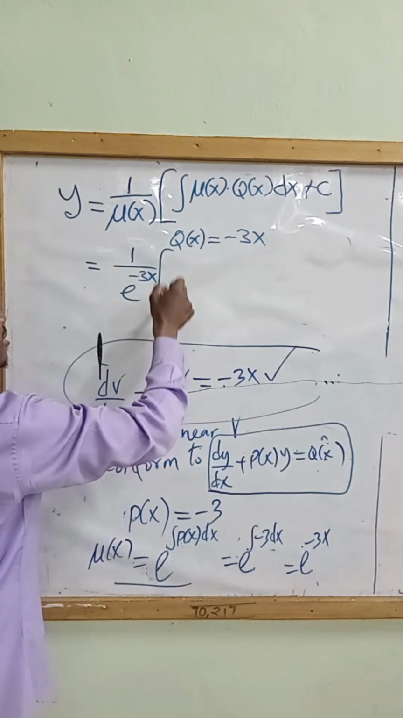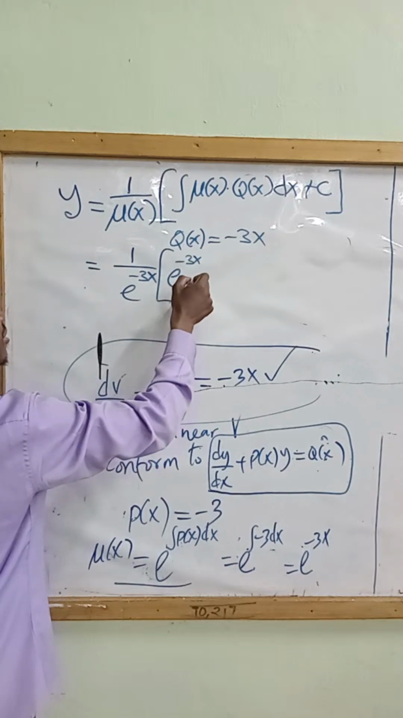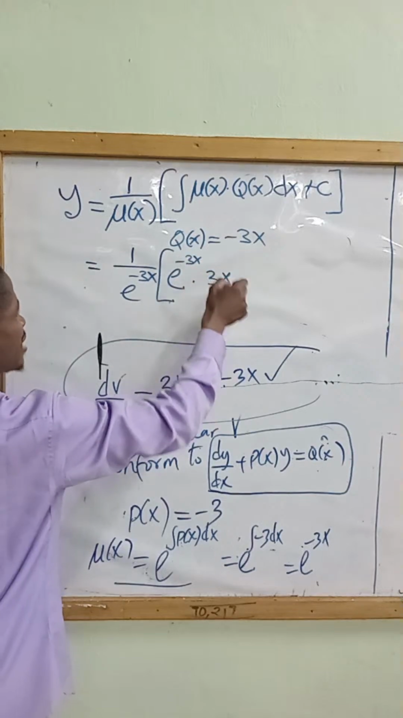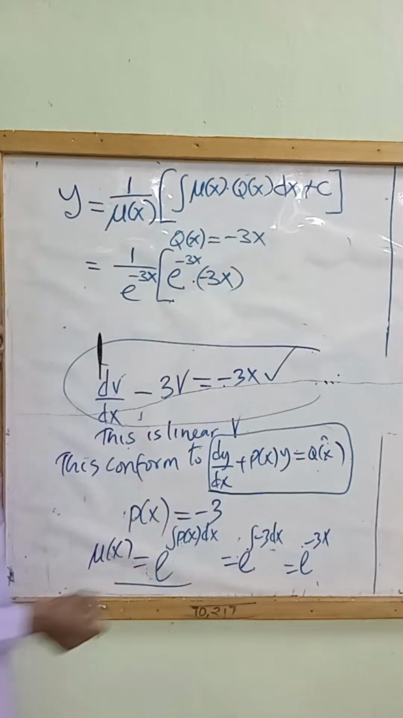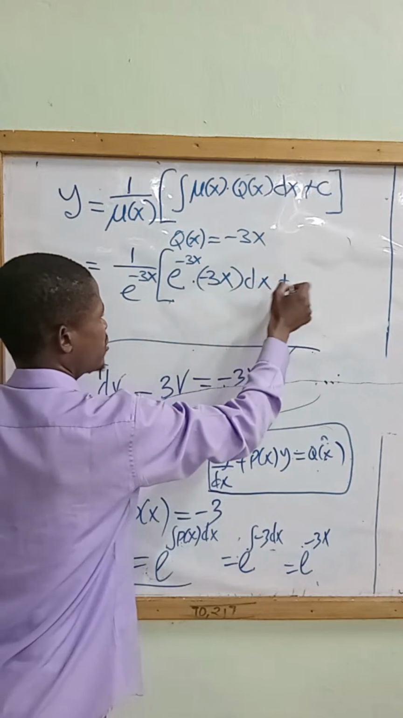Open your brackets. Integral factor e to power what? Minus 3x times q of x. That's what? Minus 3, and then dx, and then plus what? Plus c.